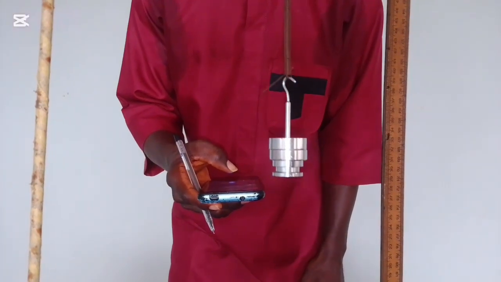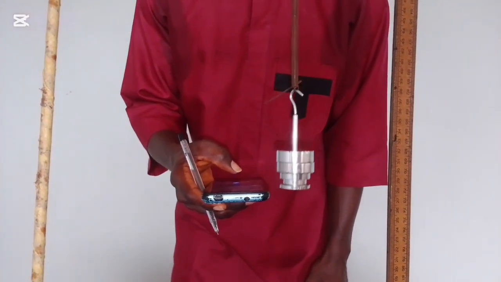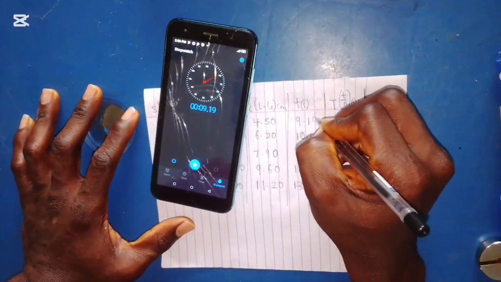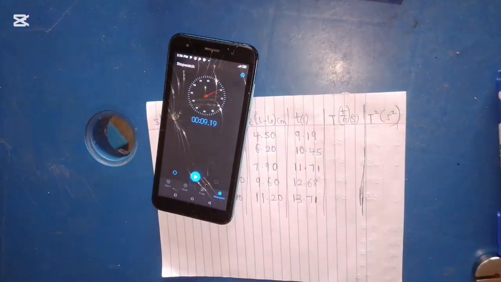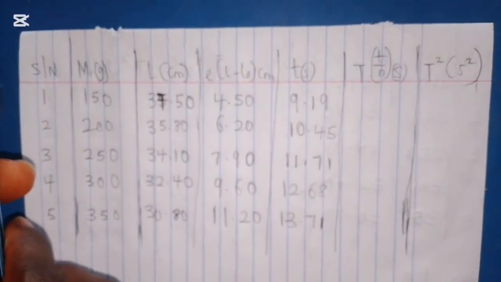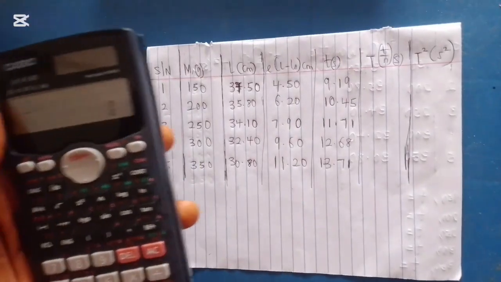20.19. So this, we have gotten our time taken. The next thing is to get our T. So we want to get our period time T, which is t divided by n, and our n is 20.